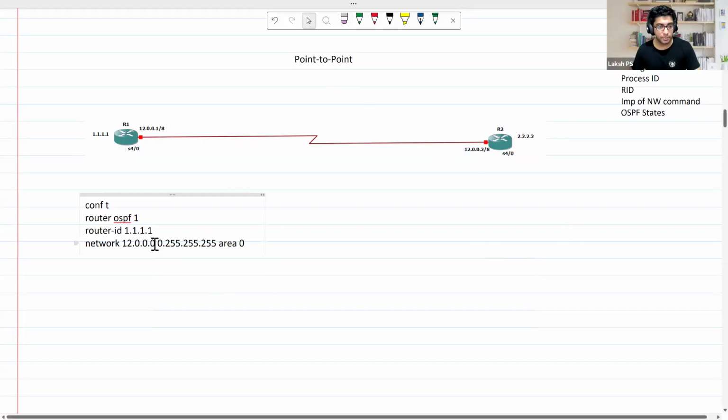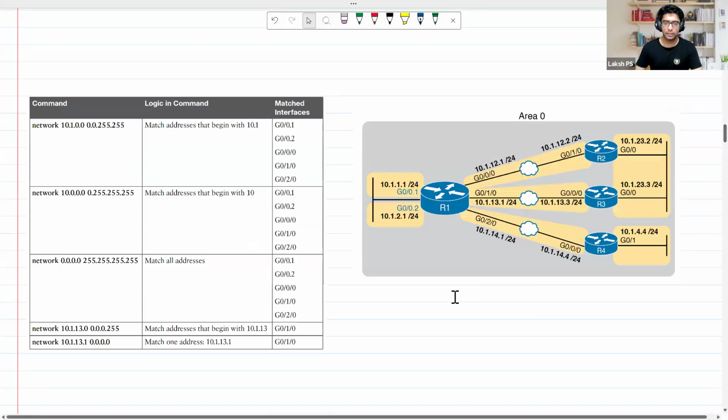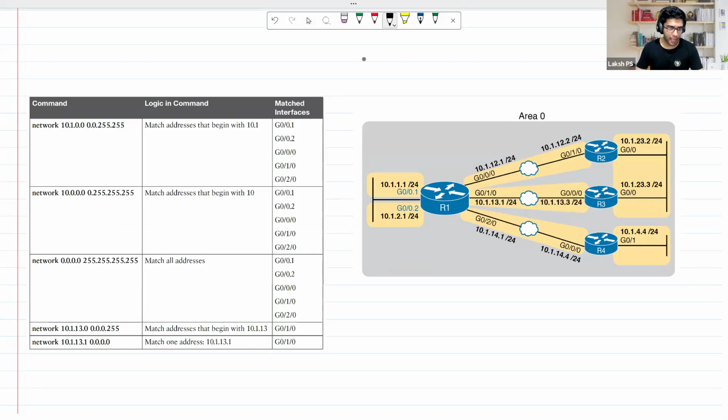Now, as I said, what's the importance of this network command, and why is it important to understand the logic behind it? So Prashant just mentioned the crux of it, right? So let's try to understand what is happening with the network and the wildcard mask, and how OSPF is working with the network command.